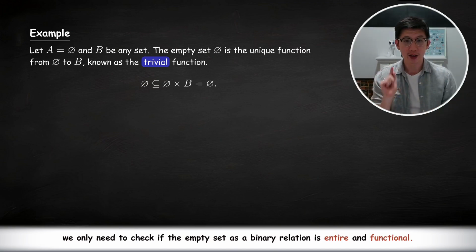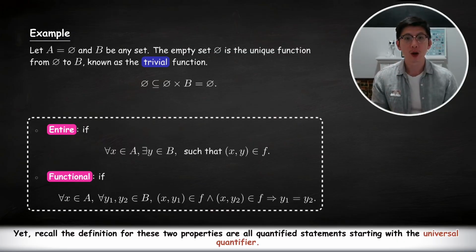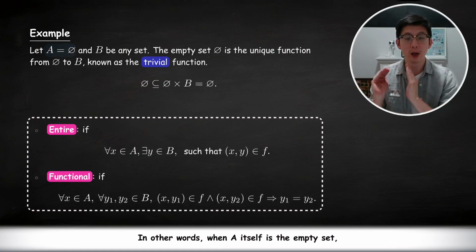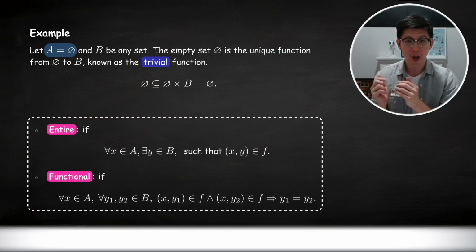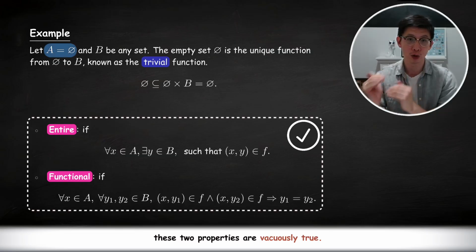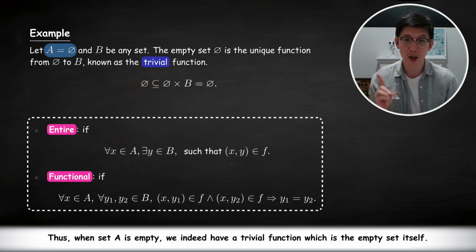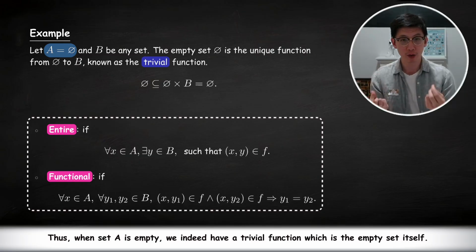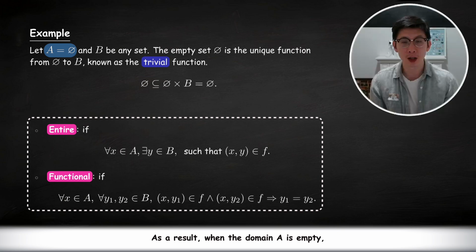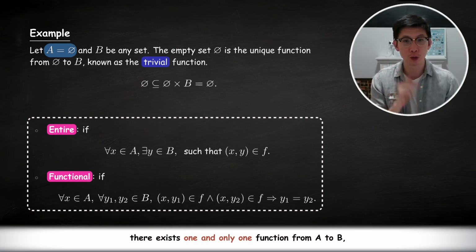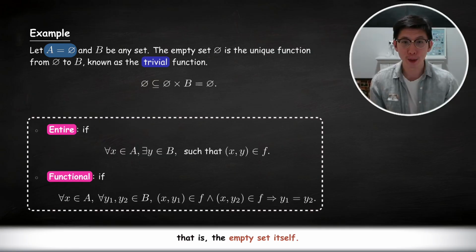is entire and functional. Yet, recall the definitions for these two properties are all quantified statements starting with the universal quantifier. In other words, when A itself is the empty set, these two properties are vacuously true. Thus, when set A is empty, we indeed have a trivial function which is the empty set itself. As a result, when the domain A is empty, there exists one and only one function from A to B. That is, the empty set itself.